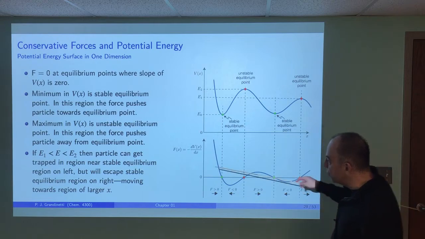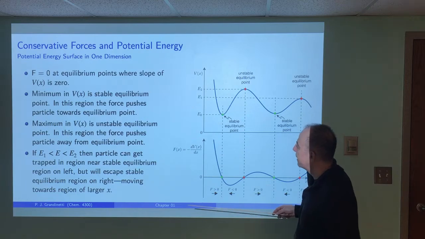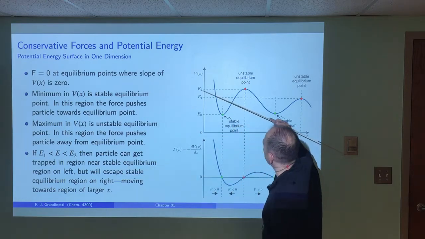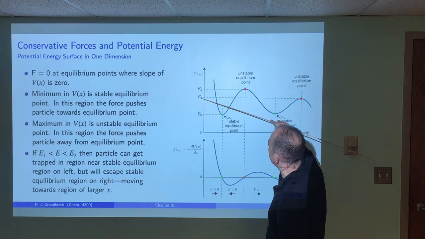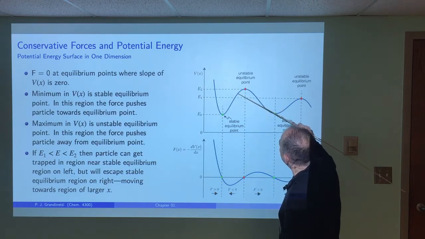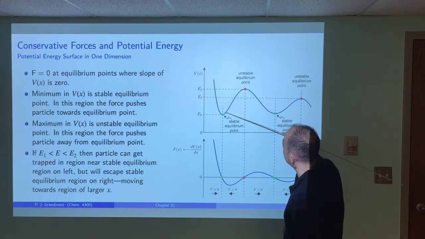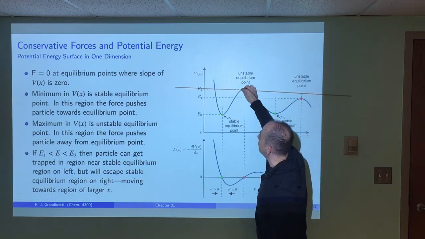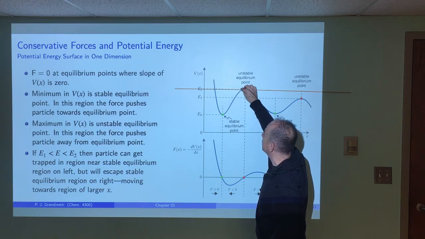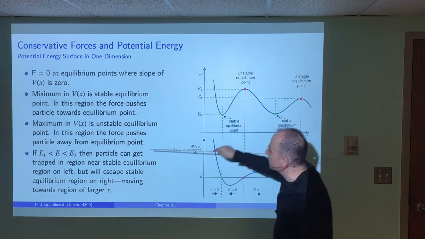Now, additionally, you can see that if the total energy of the system, the kinetic plus potential energy, is, say, less than E2 but greater than E1, then if my particle was in this region here, I wouldn't have enough energy to get past this unstable equilibrium point, and I would be trapped in this region. So I couldn't get past here. Any energy above this point here, I do not have. My potential plus kinetic energy can't exceed that value. So you can see that I'm going to be trapped over here if I only have an energy that's between E1 and E2.